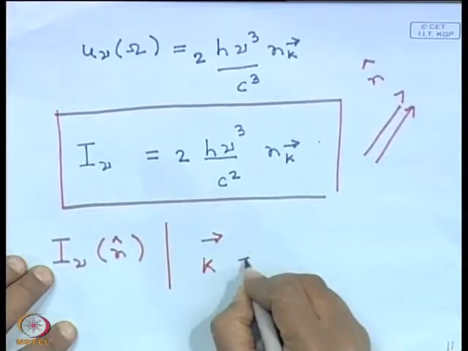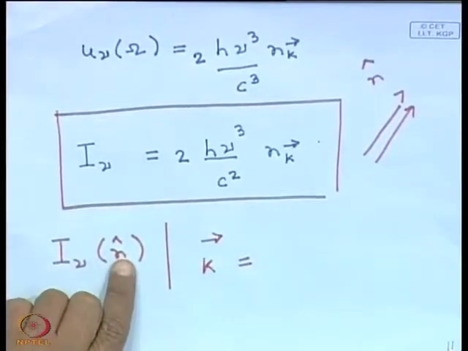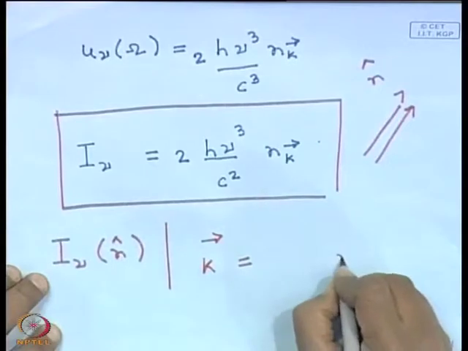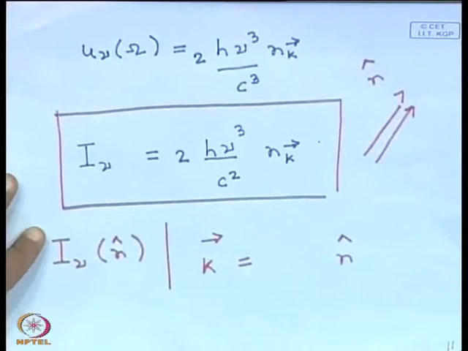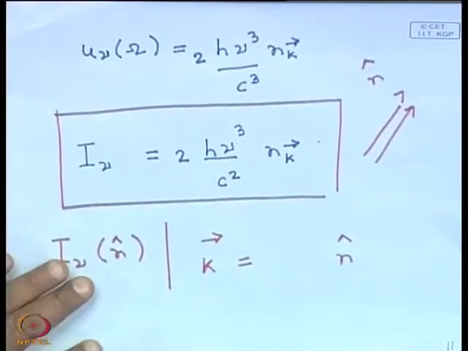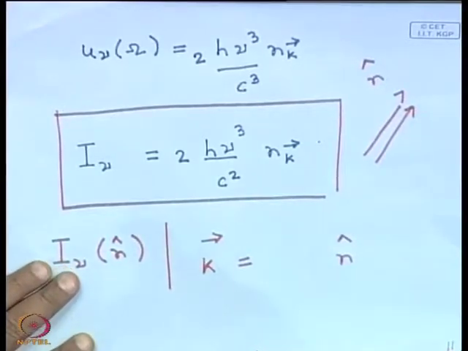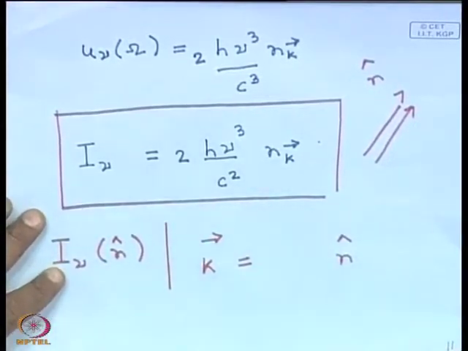So, the direction of this, it is obvious, is going to be same as the unit vector n, that is the direction in which the ray is propagating, and the magnitude is going to be 2 pi omega, and omega we know is, omega is equal to c into k. So, we can write this as 2 pi c into k.